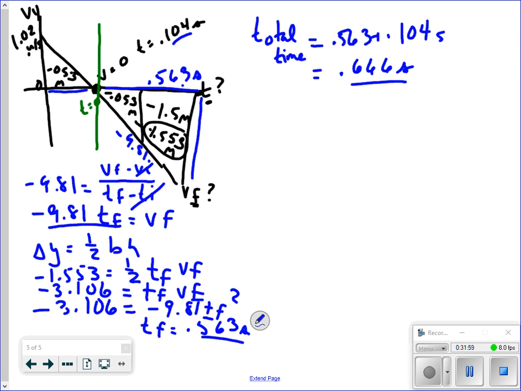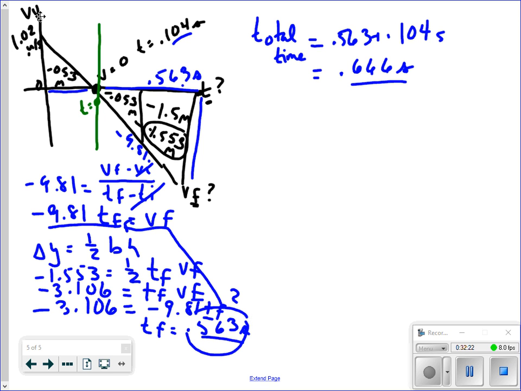I can go back and then find the final velocity by resubstituting here into this equation up here. And I think I did that someplace. Somewhere. Maybe I ran out of space. Who knows? But you get the drift, I hope.